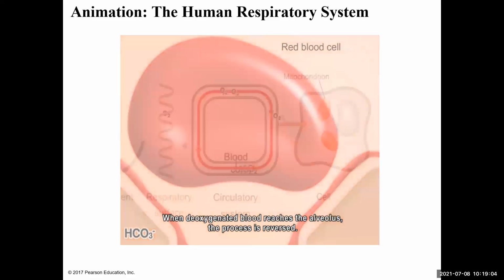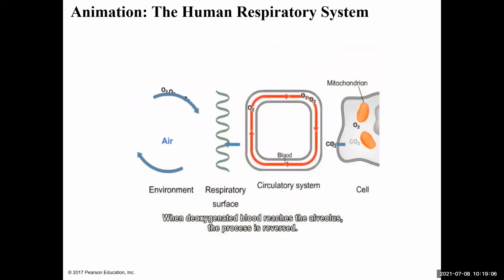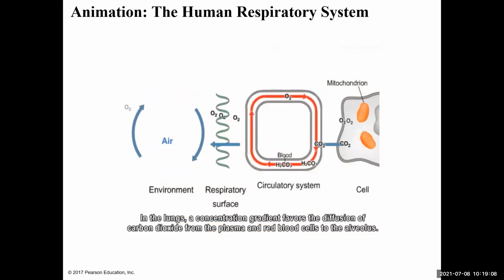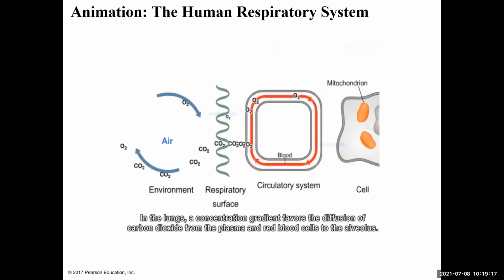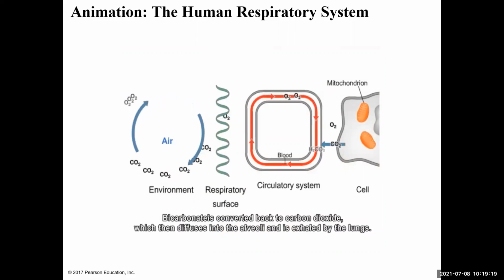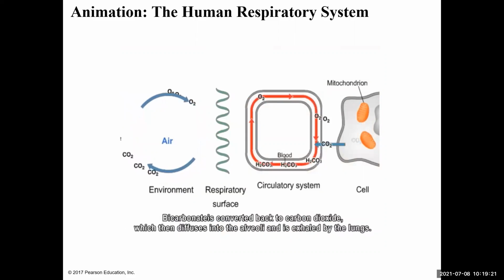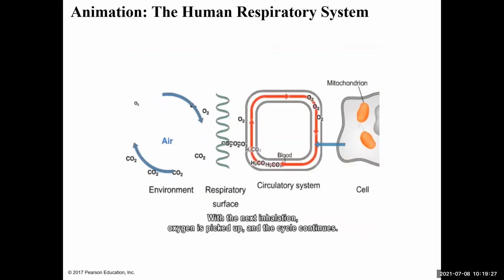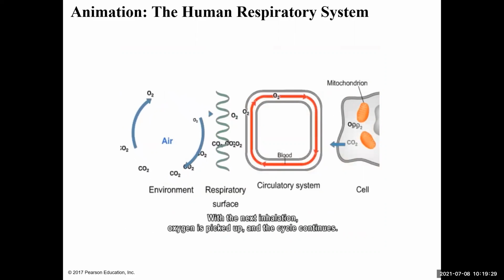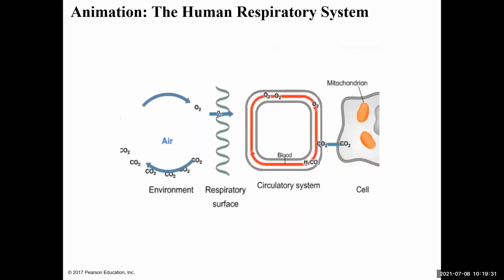When deoxygenated blood reaches the alveolus, the process is reversed. In the lungs, a concentration gradient favors the diffusion of carbon dioxide from the plasma and red blood cells to the alveolus. Bicarbonate is converted back to carbon dioxide, which then diffuses into the alveoli and is exhaled by the lungs. With the next inhalation, oxygen is picked up and the cycle continues.